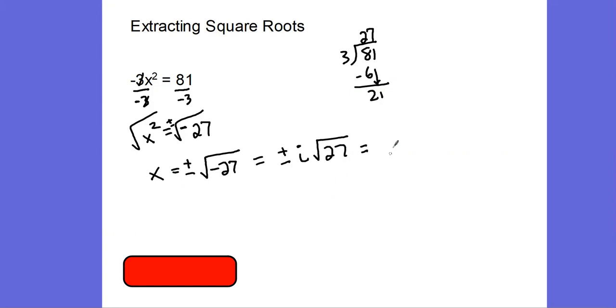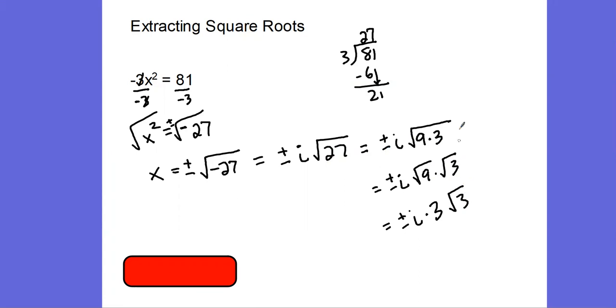Now I just need to break down this square root of 27. 27 is the same thing as 9 times 3. 9 is my largest perfect square number that evenly divides 27. And now I can break this up and I can say, well, this is root 9 times root 3. And the root of 9 is just 3. This square root of 3 can't be simplified, so that's just root 3.